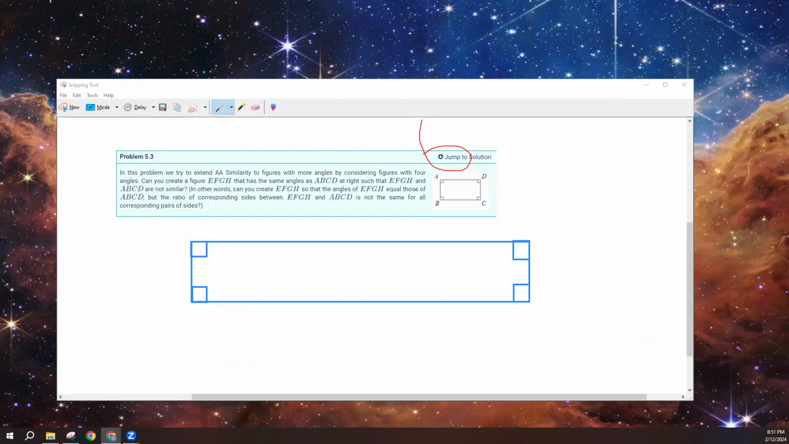Can I use the washroom? Yep. We've only got about 10 minutes left, so we'll do that.